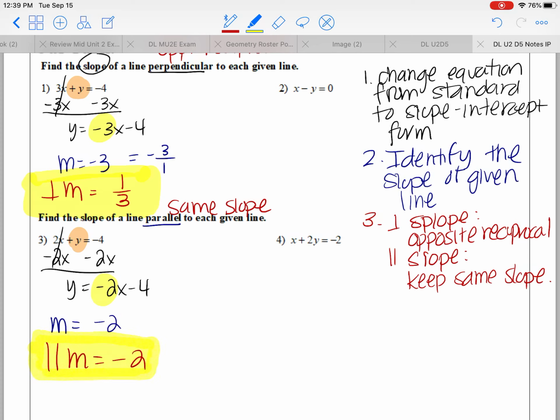So follow these 3 simple steps. They're already there on your form as well. And good luck with your form. I will be looking at the results. And again, this is not something new, guys. This is something that you learned when you were in Algebra 1. We're just simply reviewing, okay?